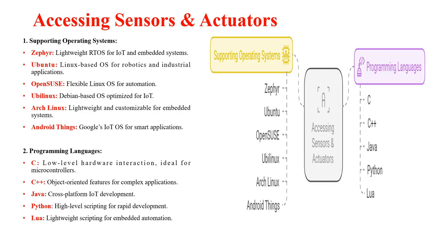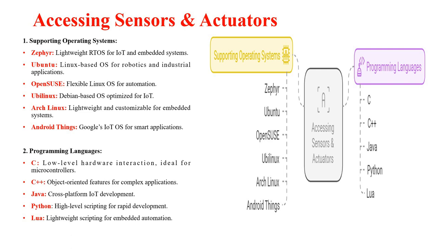Then you have accessing the sensors and actuators. Now, to interact with the sensors and the actuators, a combination of operating systems and programming languages is used, and the choice depends on the hardware application requirements and the real-time processing needs. So the first is supporting operating systems. Here you have the types of the operating systems which can be used according to the applications.